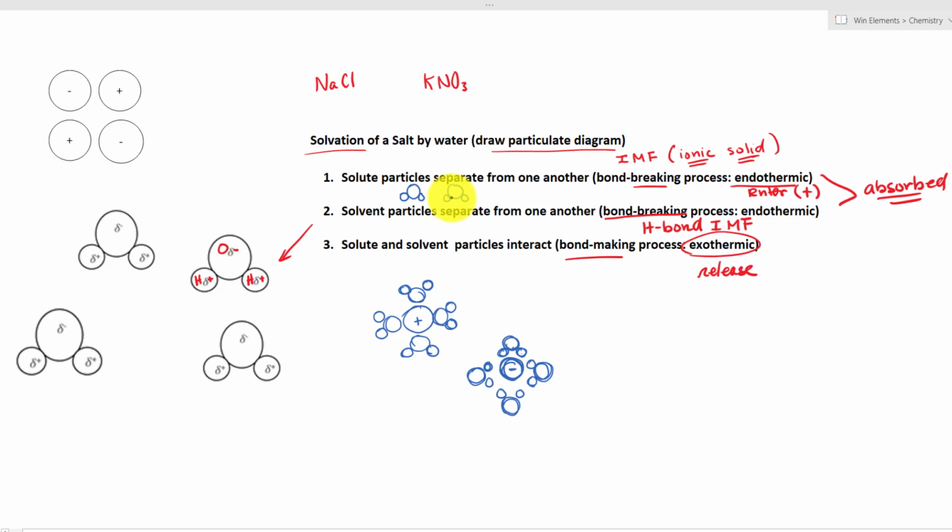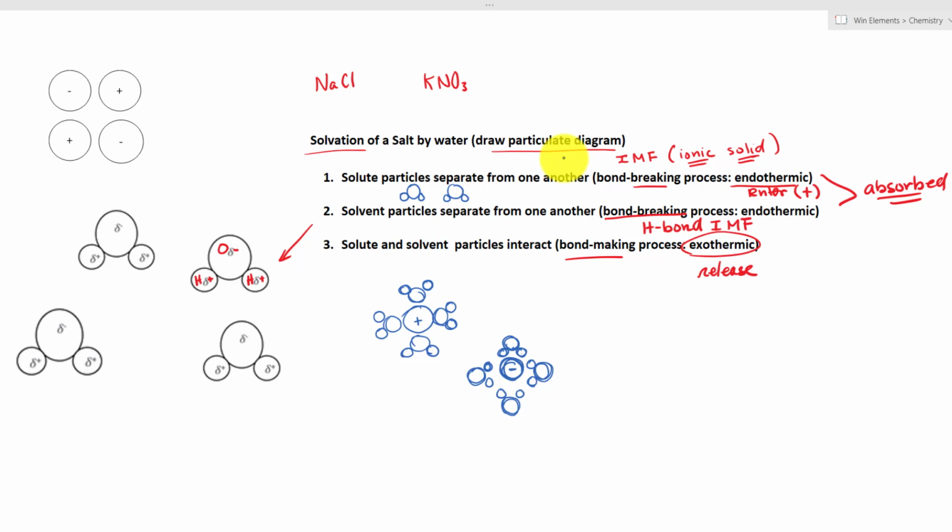And sometimes they ask you to label the partial charges of water. Again, oxygen is partial negative and hydrogen is partial positive. And that is how you draw a particulate diagram to illustrate the process of solvation of any salt by water.